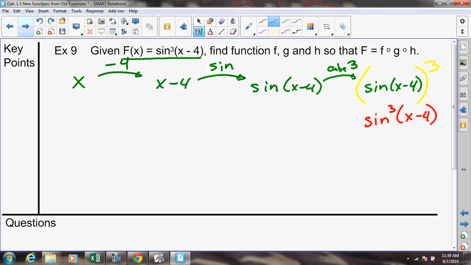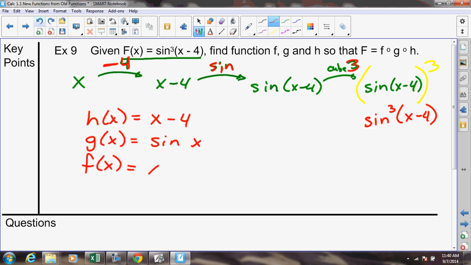Anyhow, the whole point for why we're doing this is these three stages, subtract 4, take a sine, and take a cube, those are the functions that we can put together. The first thing we did was subtract 4. The second thing we did was to take a sine. Third thing we did was to cube. You'll note all I'm doing is taking these steps and writing them out as functions using the x.